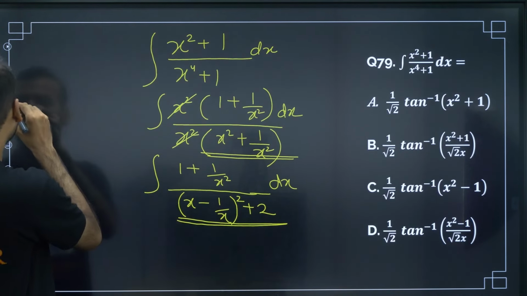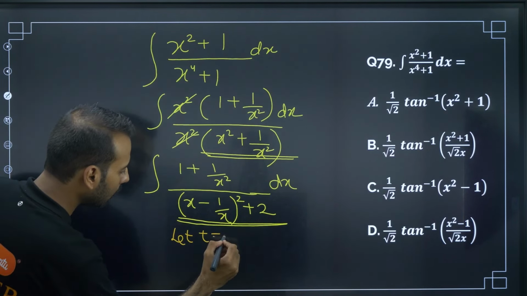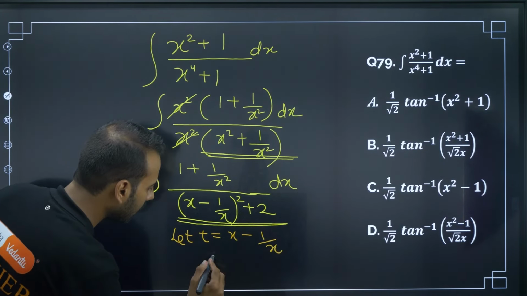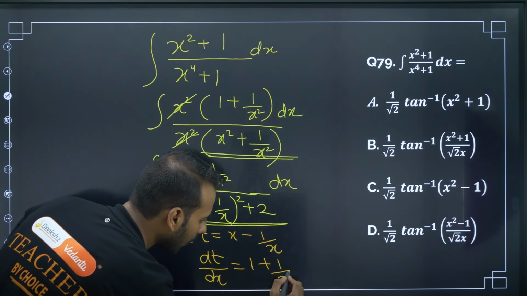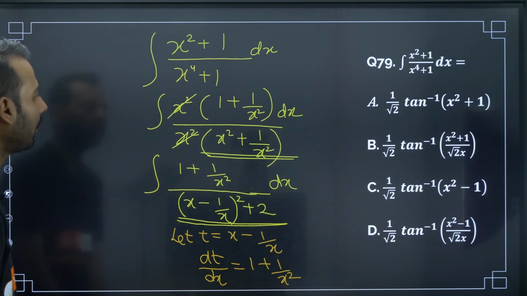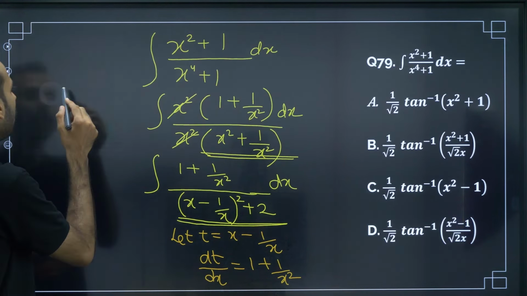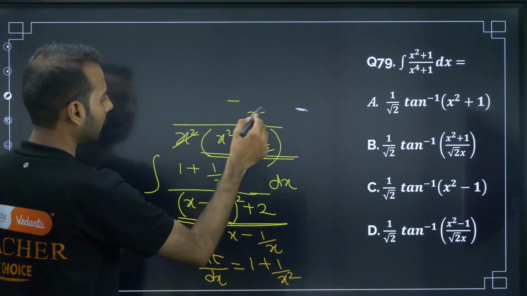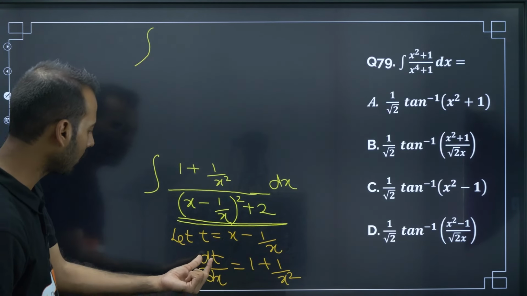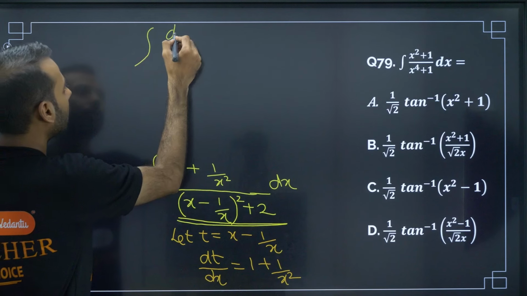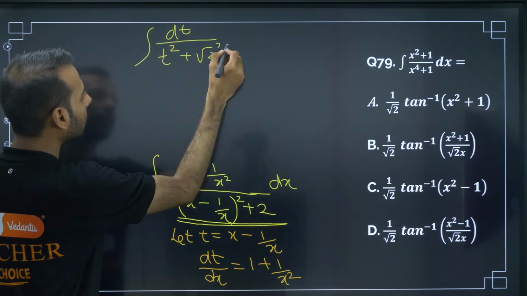Next, for this, let t be equal to x minus 1 by x, then dt by dx is 1 plus 1 by x square. Next, let me remove some things. Because of space, I erase all this. Now you observe, integration of 1 plus 1 by x square dx is dt. So this is dt divided by t square plus root 2 square.